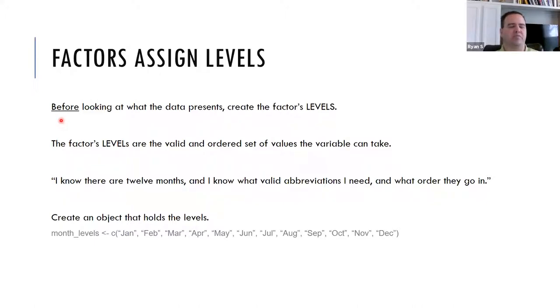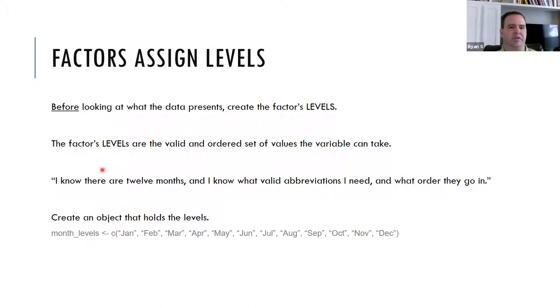And so to do that, the way to approach it is, before looking at what the data presents, you create the factor levels, okay? So this is the first step, is thinking about this column or this set of data is going to represent the months of a year, or this is going to represent genders, or it's going to represent states in the United States or Canadian provinces or whatever it is. So you know ahead of time what that column is supposed to represent. And you set that forth to R using this idea of levels.